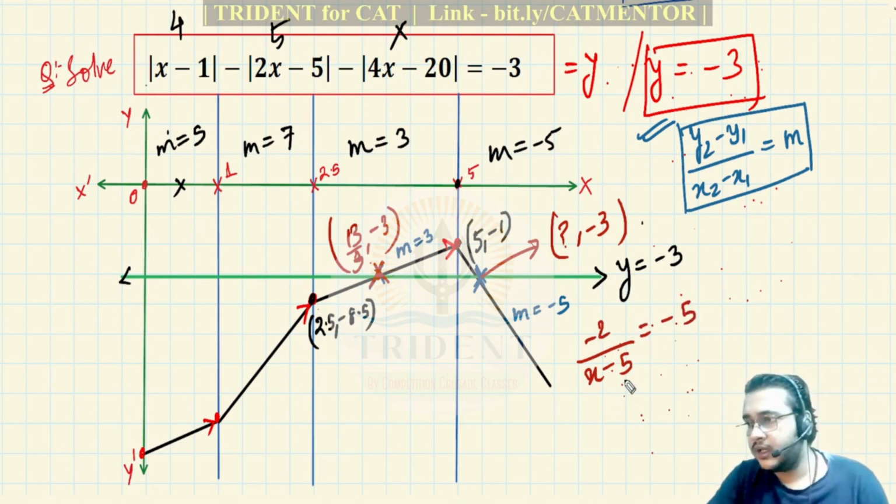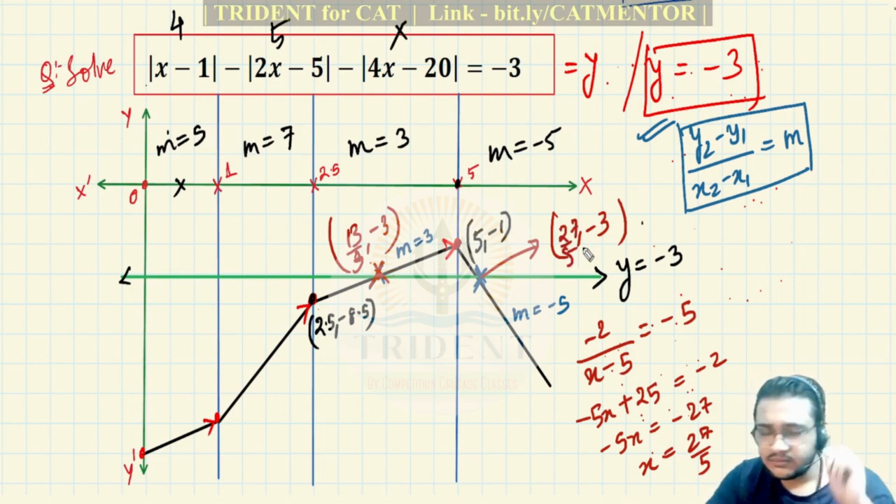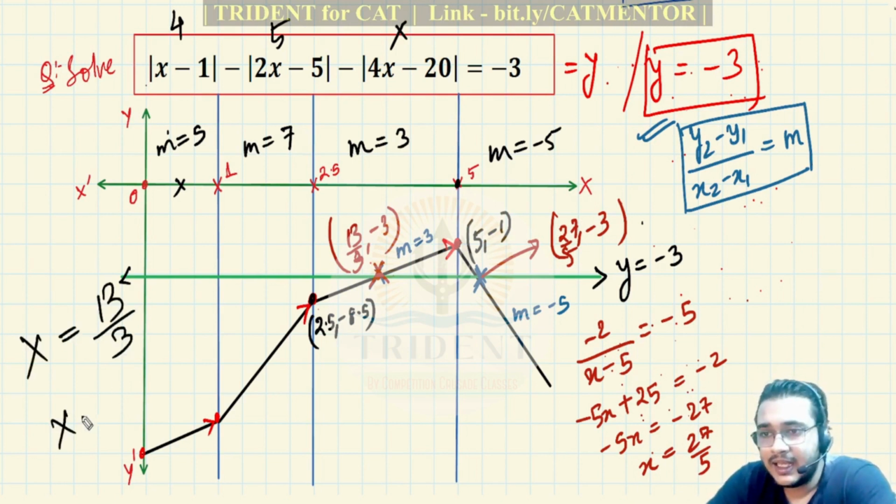This is the idea. Let's do this a little mentally. So this will yield us minus 5x. You can do this mentally, but I'm using the pen. Minus 5x plus 25 equals minus 2. So minus 5x equals minus 27, and x equals 27 by 5. That's it. In other words, the value of x equals 13 by 3 is one solution, and x equals 27 by 5 is the other solution.